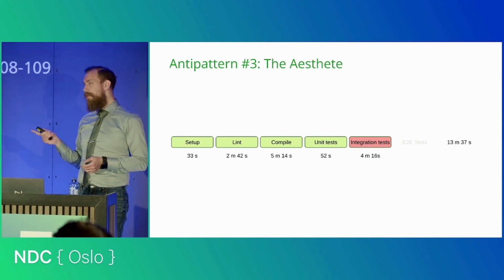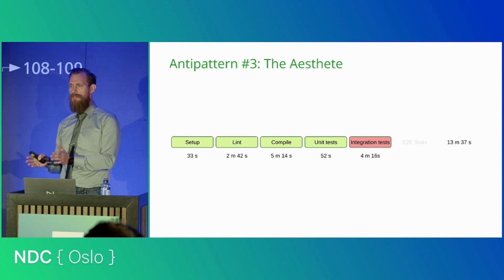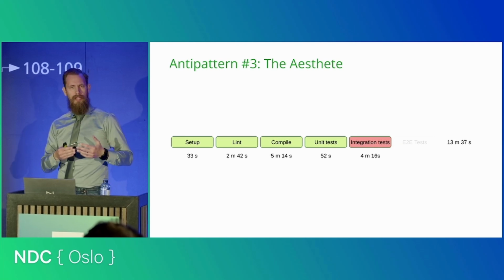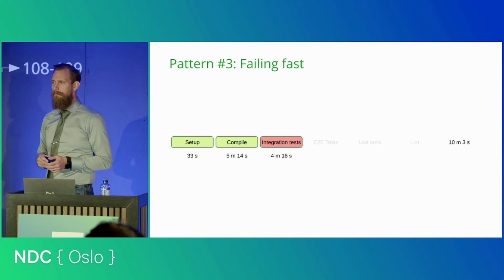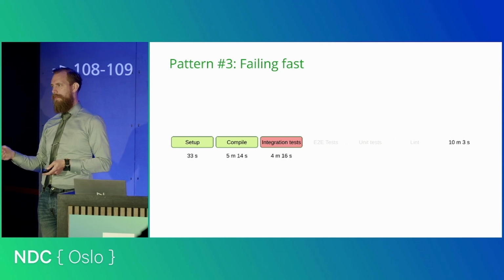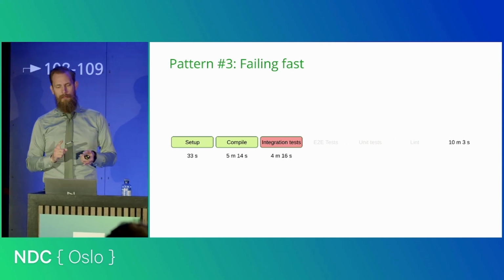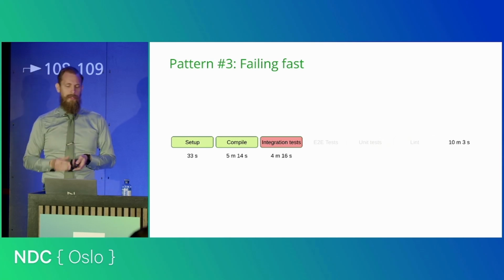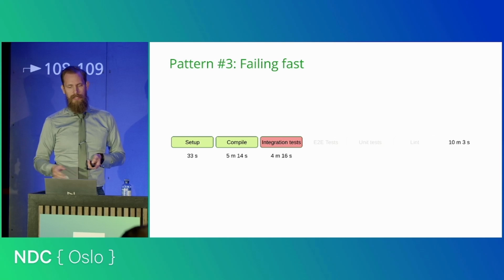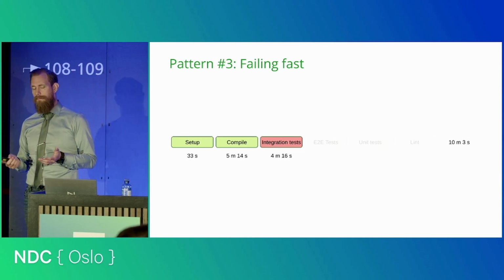But since I know that the linting and the unit tests will probably succeed, I want a quick feedback loop, right? We want to get feedback as soon as possible. So what if we put integration tests first? Because I know this is what will fail most of the time, so let's do them as quickly as possible. Now, we can't skip the setup and we can't skip the compilation, because we can't run the integration tests on uncompiled code. But we do the setup, we do the compilation, and then we run the integration tests. And now I get the feedback almost 4 minutes earlier that I've messed up.